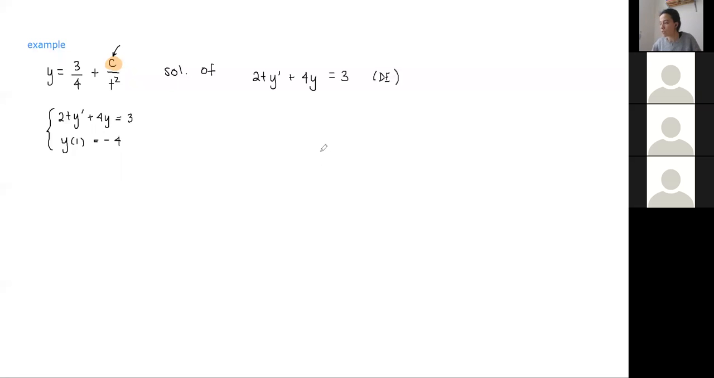Okay, so the idea is to mimic more or less the problem that we had just before. So you have to find the value of c that will make this also verify the condition that y of 1 is equal to -4. Okay, I'll give you 2 minutes to solve this problem.